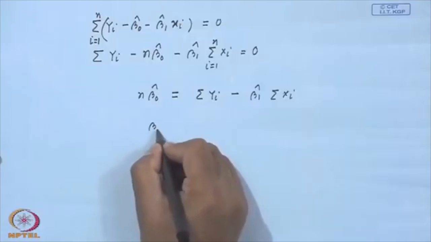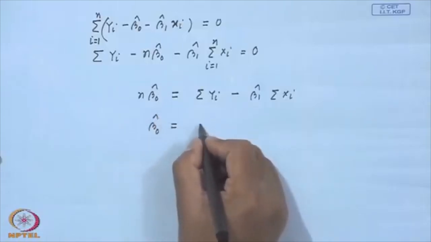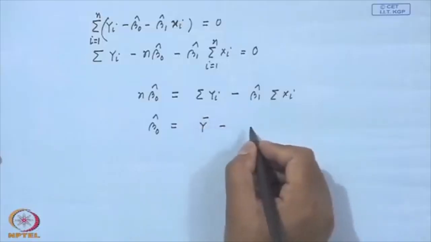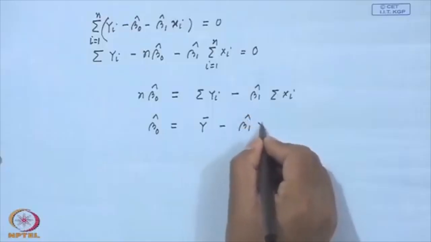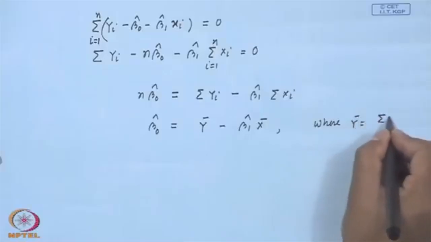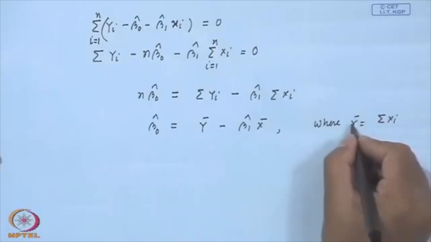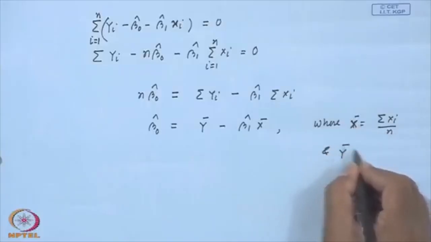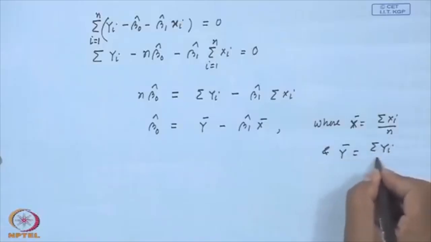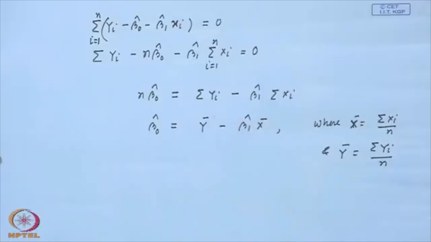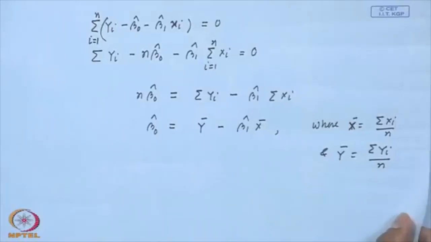And from here I can write that beta naught hat is equal to y bar minus beta 1 hat x bar, where x bar is equal to summation x_i by n and y bar is equal to summation y_i by n. So, this involves beta 1 hat, so we need to find the beta 1 hat also.